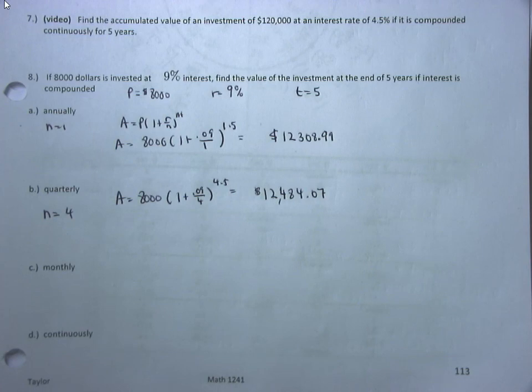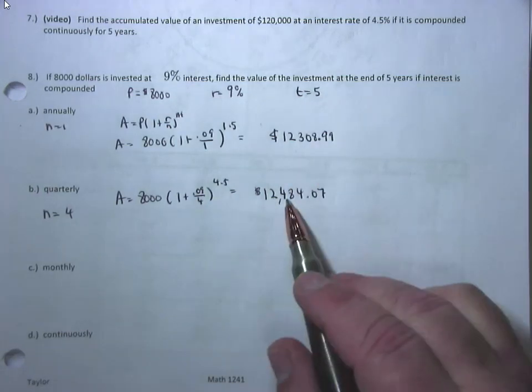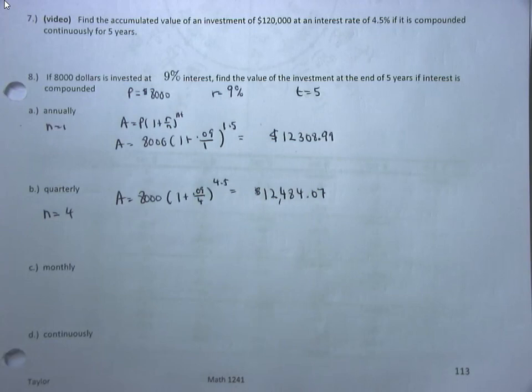How much interest did I earn by changing it from compounding annually, 1 time a year, to compounding quarterly, 4 times a year? How much extra money did I earn on $8,000? $176. I went from 12,308 to 12,484. Does that make sense? I got 170 extra bucks in my pocket here. I'm trying to teach you guys something. Does this make sense? Oh, let's go better.